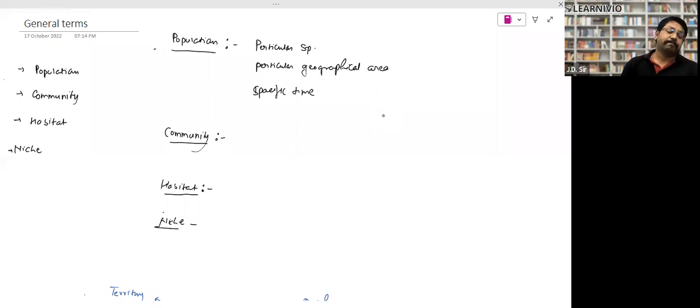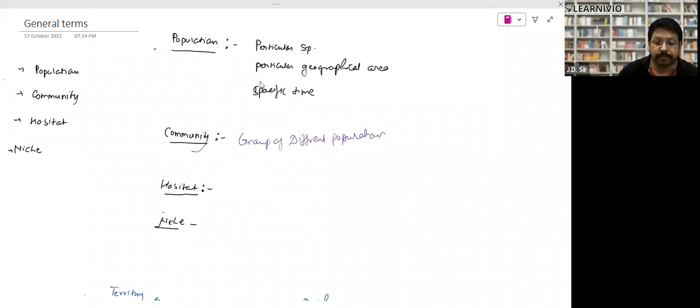What is the community? Come on, tell me, what is the community? Community is the group of different populations. Different populations together are called a community. So the population of humans, population of monkeys, population of goats, population of cows, they all make a community.